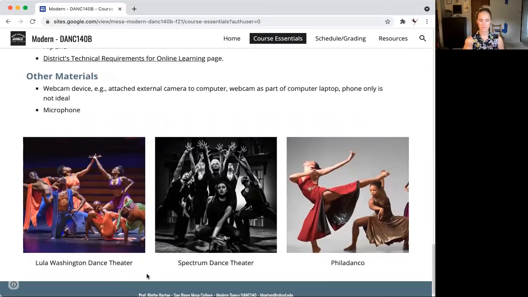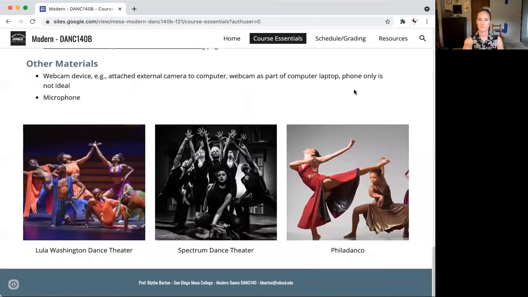Okay, good. Some super beautiful pictures here. Lula Washington Dance Theater, Spectrum Dance Theater, that's one in Seattle, Philadelphia Dance Company in Philadelphia. Some beautiful images just for inspiration.